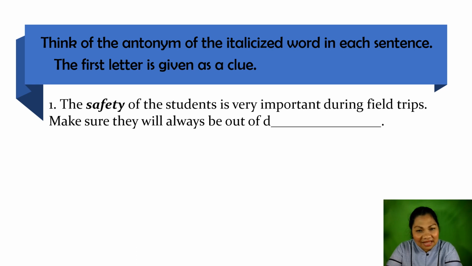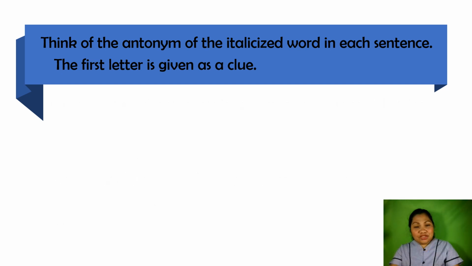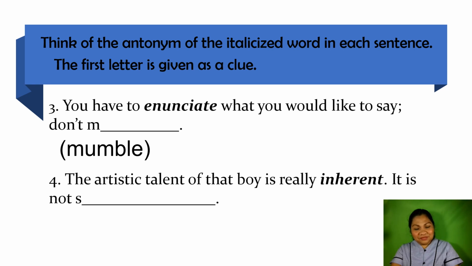The safety is the italicized word there. So what's the opposite of safety? Correct, that's danger. Next, we can classify students as either active or letter T. Correct, timid. Number three, you have to enunciate what you would like to say. Don't M. Enunciate is, yes, correct, that's mumble. Fourth, the artistic talent of that boy is really inherent. It is not S.